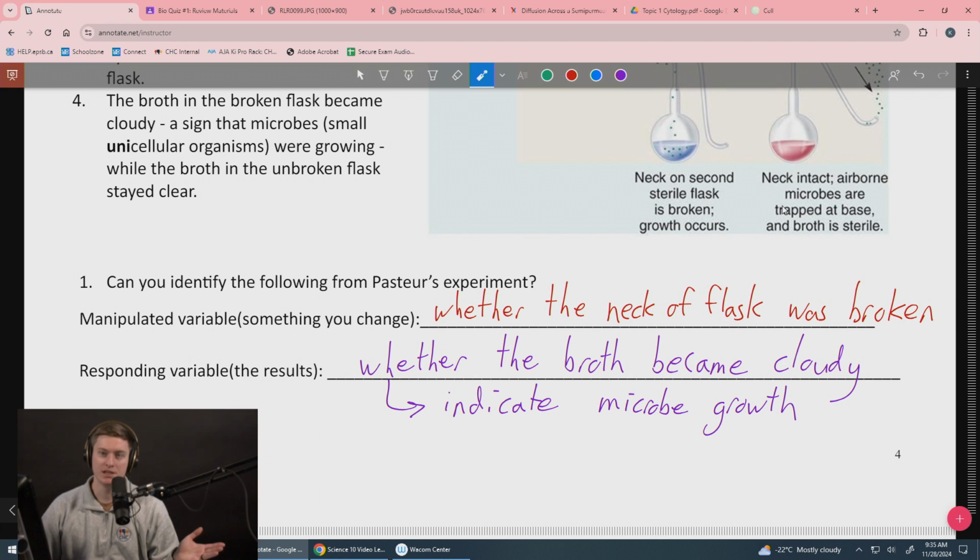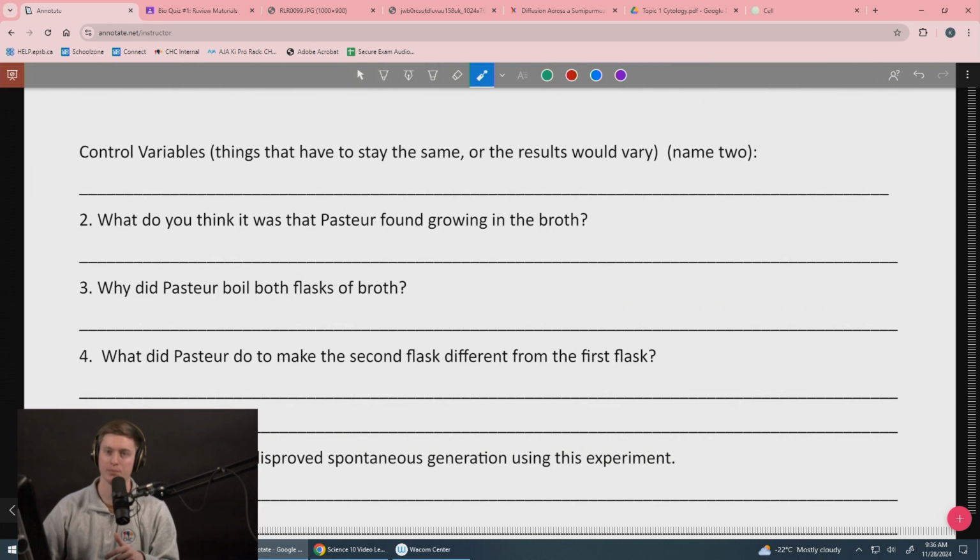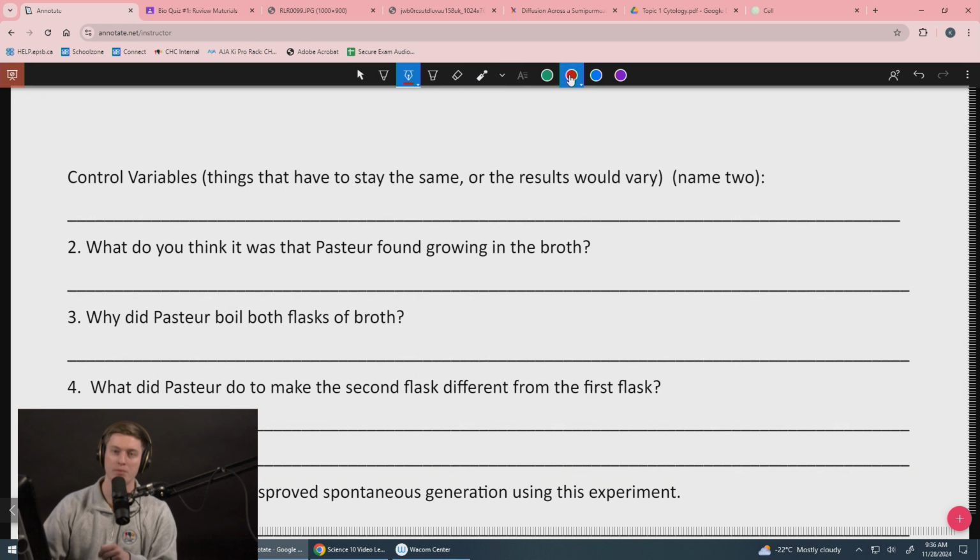Before we flip to the next page and talk about controlled variables, think about some things that Louis Pasteur would have to keep the same in order to make this a valid experiment. Controlled variables are things that you have to keep the same, otherwise they're going to mess with your responding variable. So things that Pasteur had to keep the same, well, probably had to make sure that he had the same type of broth. I'll use blue for controlled variables. That's what I feel like using right now. Probably have to have the same type of broth.